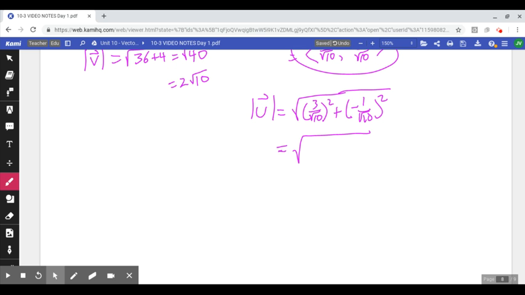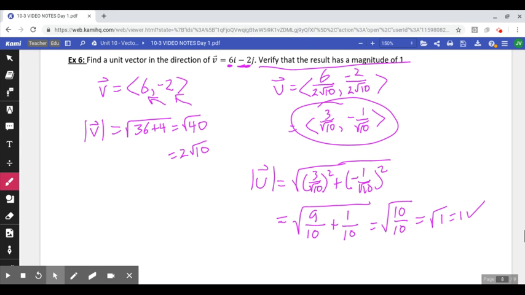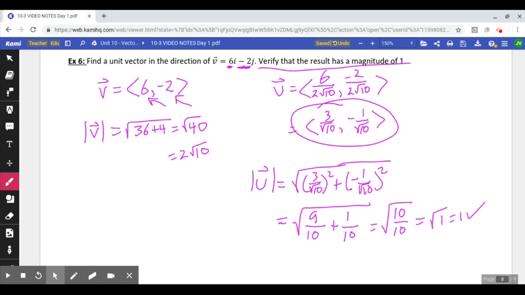Underneath the square root sign then, 3 squared is 9. The square root of 10 squared is 10. -1 squared is 1. And then the square root of 10 squared we said was 10. So underneath that radical sign, we'll have 9 plus 1 over 10, which is 10 over 10. So the square root of 1 is 1. So this vector u from above does have a magnitude of 1. So it is a unit vector. And if you graph this, it would actually be in the same direction as vector v.